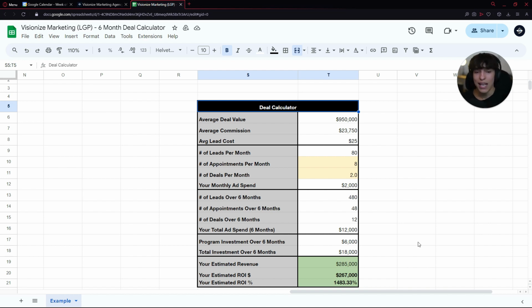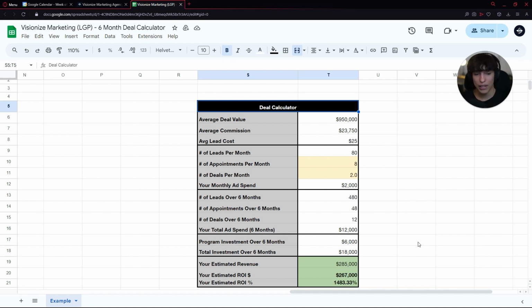And once again, this is why this deal calculator is so powerful, because when you start seeing the profitability of the ads, when you know you have a healthy ROI, you can then crank up your ad spend as much as you want and essentially print money legally.